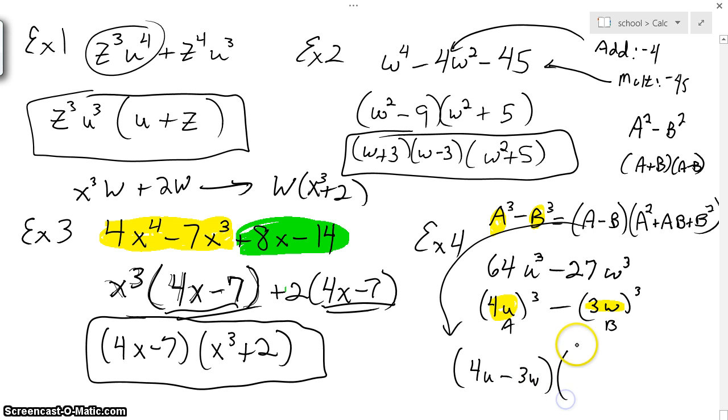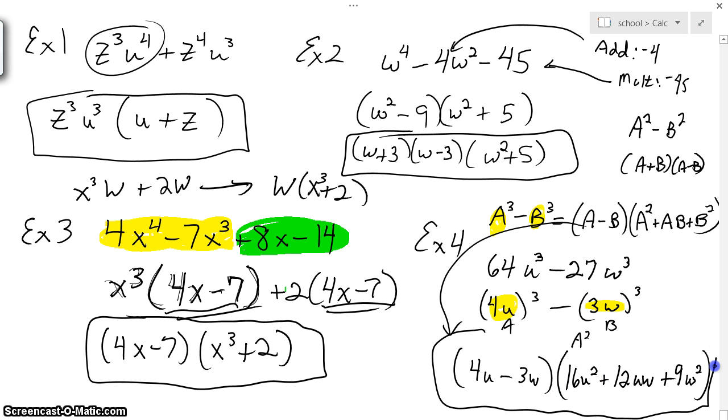And then we're going to say, well, now I need to multiply by A squared. Well, if A was 4u, square A, 4 squared is 16, then we'd have 16u squared. We'd say plus, now what would A times B equal? 4u times 3w would be 12uw. And finally, we could say, well, what about B squared? Well, if B is 3w, when I square 3, I'll get 9. Square w, I'd get w squared. So this would be how to use the cubic formula to factor.